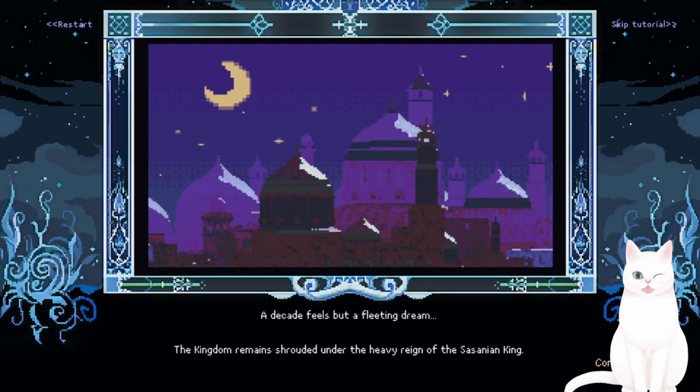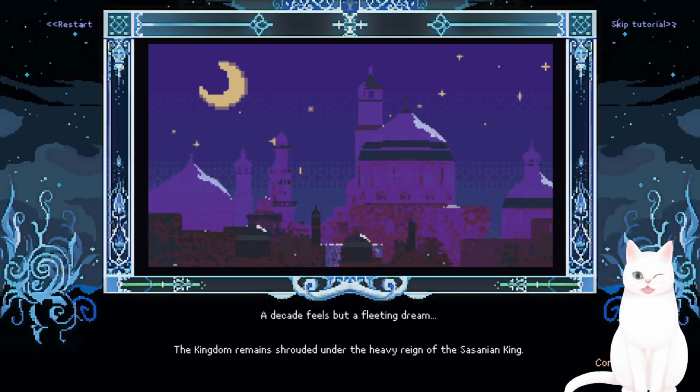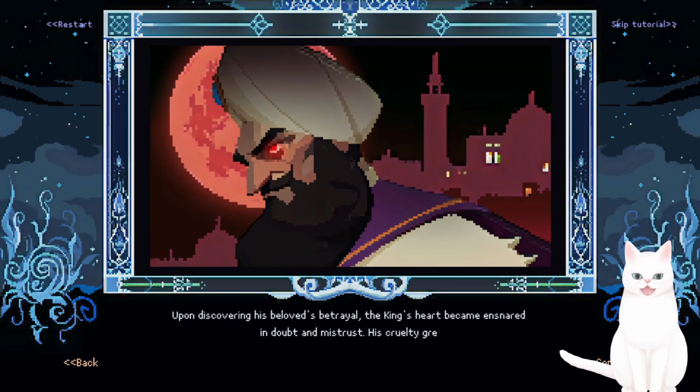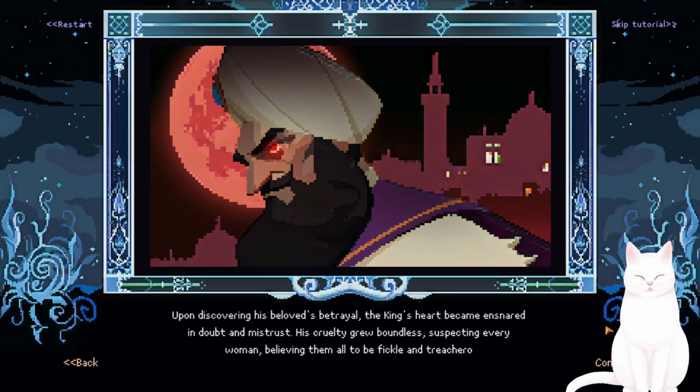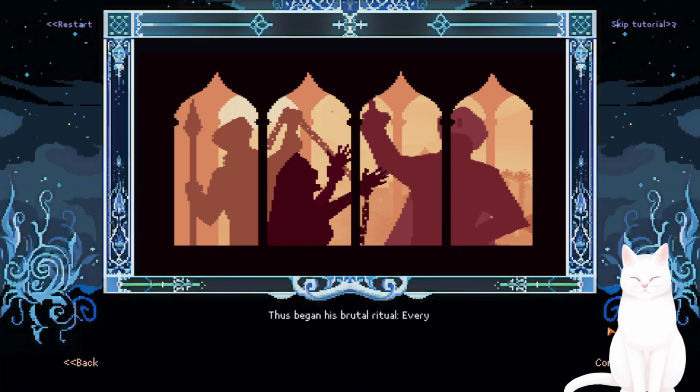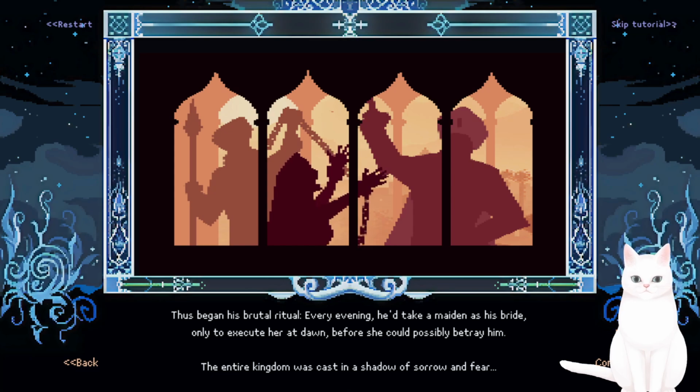A decade feels but a fleeting dream. The kingdom remains shrouded under the heavy reign of the Sasanian king. Upon discovering his beloved's betrayal, the king's heart became ensnared in doubt and mistrust. His cruelty grew ceaseless, suspecting every woman, believing them all to be fickle and treacherous like the former wife. Thus, his brutal ritual began. Every evening, he'd take a maiden as his bride, only to execute her at dawn before she could possibly betray him. The entire kingdom was cast in a shadow of sorrow and fear.